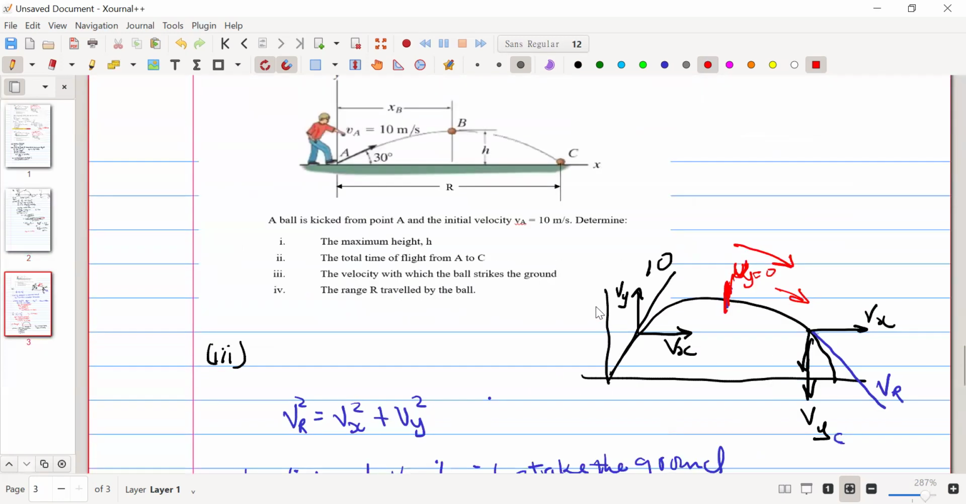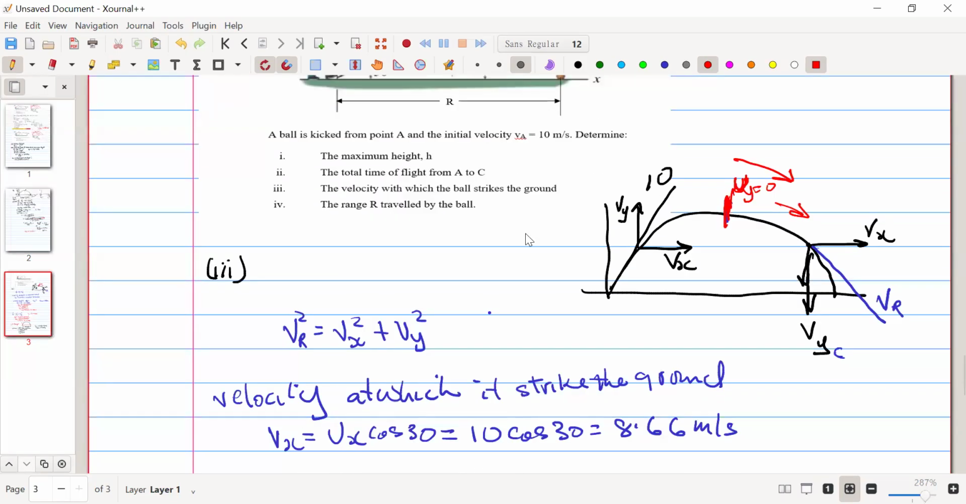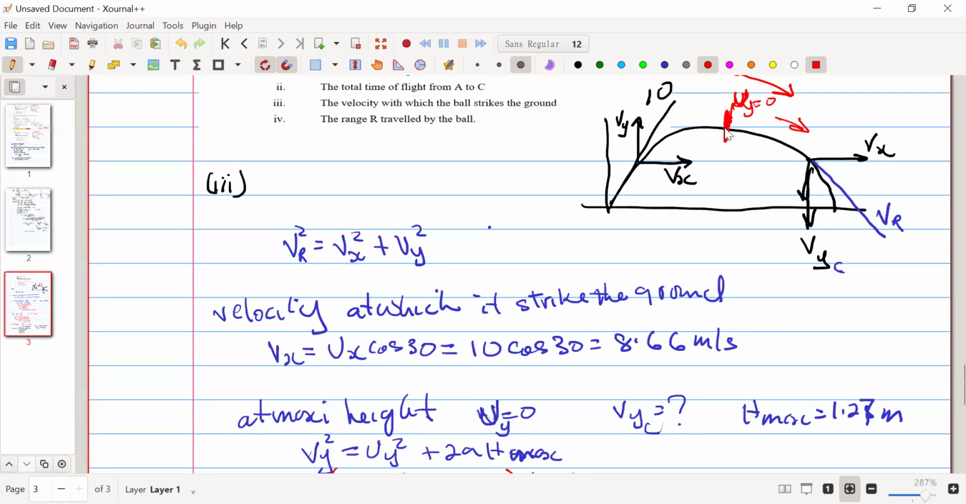And then now it went on and asked us to find the velocity at which the ball strikes the ground. So what we did, we consider that when it's up here at maximum height, we know that its velocity stopped momentarily. So when it moves off again, its initial velocity is 0 at that point. And we need to find the final velocity before it strikes the ground. We also know the component in the horizontal direction doesn't change, which is 8.66 because 10 times cos 30.